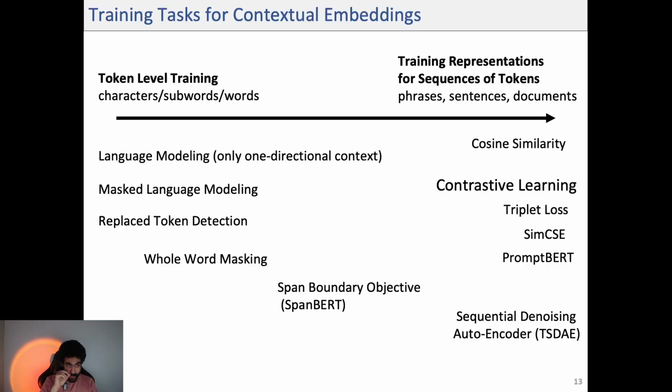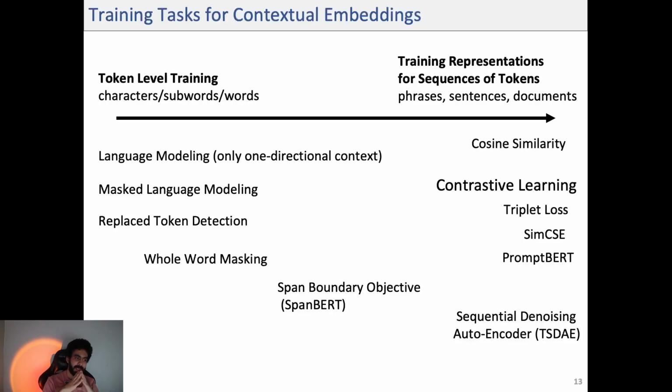Now, we have the training tasks for sequences, like full sentences or even full documents. Here what we care about is the meaning of longer text. One approach uses cosine similarity, training the model so that similar sentences have similar embeddings. A popular method for this is called contrastive learning, and this means the model learns by comparing. It pulls similar examples close together and pushes different ones apart.